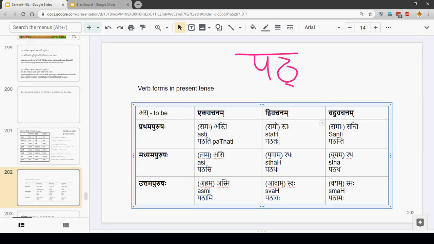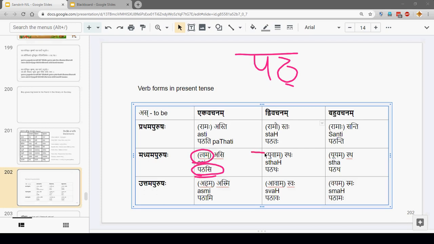consistent, regular, predictable forms like pathati, pathataha, pathanti, pathasi, pathatha, pathami, pathavaha, pathamaha. So whenever one boy is reading, it becomes balakaha pathati, balakau pathataha, balakaha pathanti. And if it is you, then if you want to use this form, it always has to be tvam. Other than tvam, nothing else can be used with pathasi.